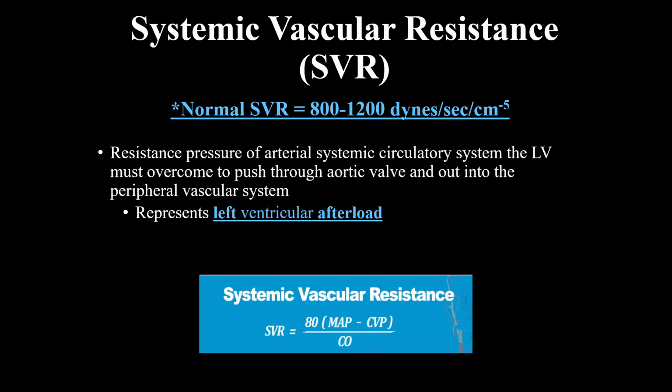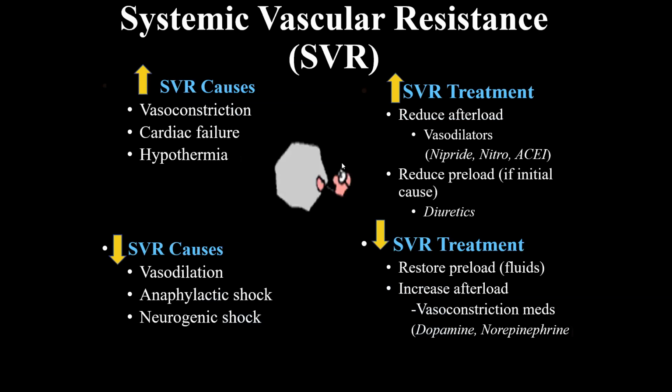So depending on what numbers we are, if we have an SVR of 2800, we're going to give them medications to reduce the afterload. If our SVR is 400, we're going to give medications to increase the afterload. Okay. So I think it's on the next slide, maybe.